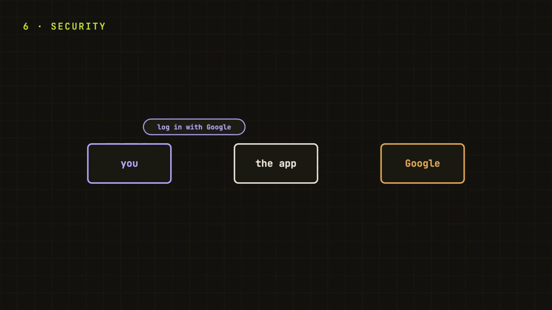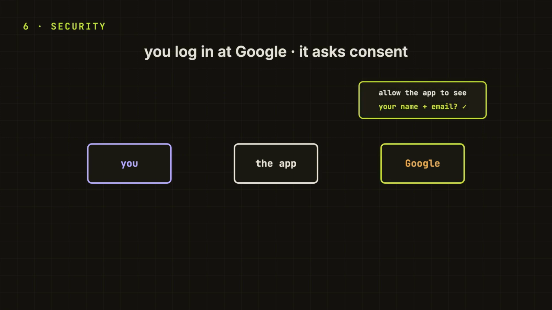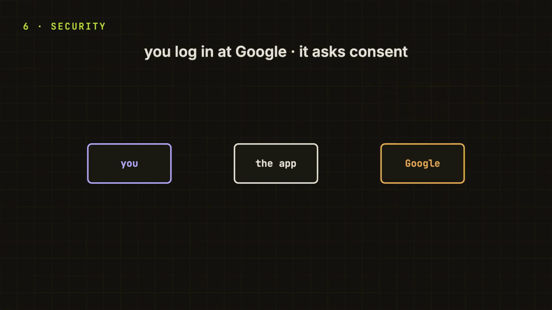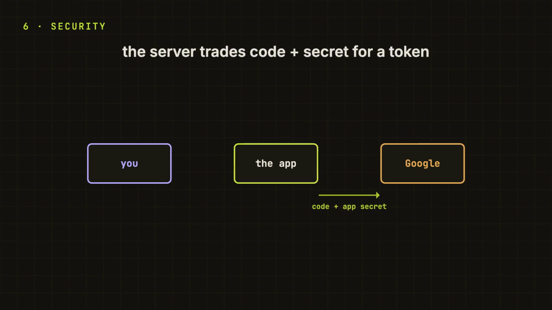Our store sends you over to Google. You log in there on Google's own page, and Google asks you, do you allow this store to see your name and email? If you say yes, Google sends your browser back to us with a short one-time code. Our server then calls Google directly, hands over the code plus its own secret, and gets back an access token, basically a string that stands for that permission. And after that, our server calls Google's API with the token.